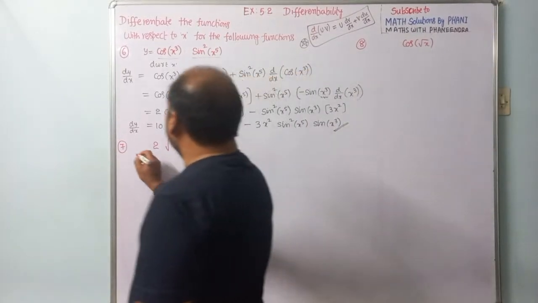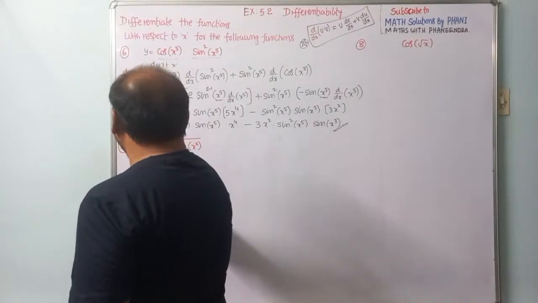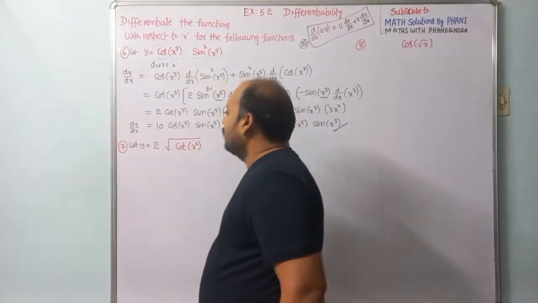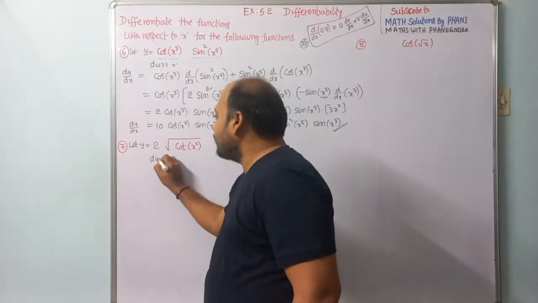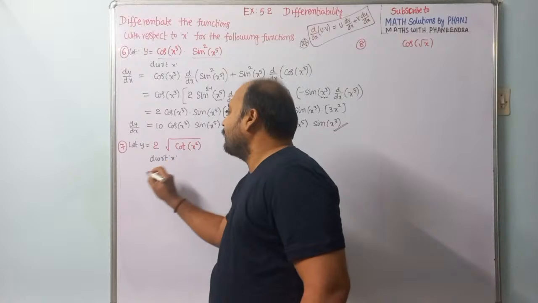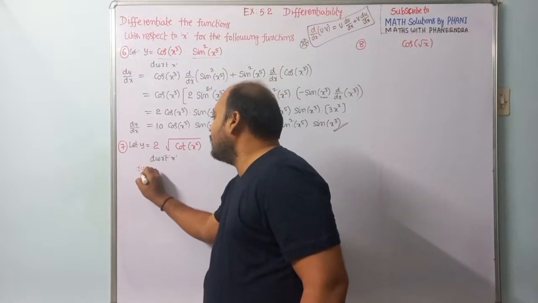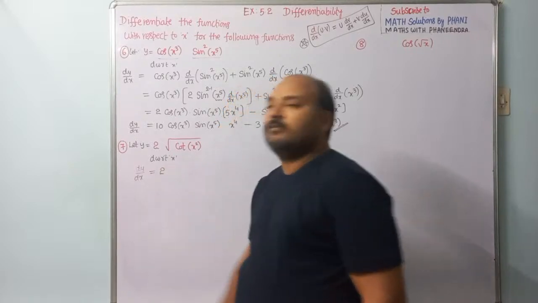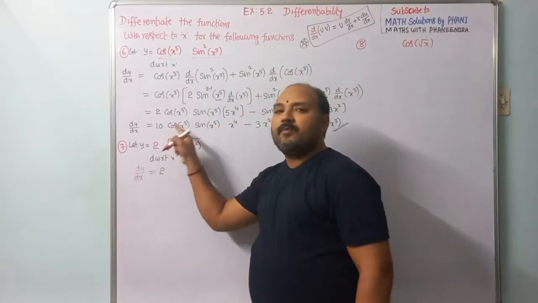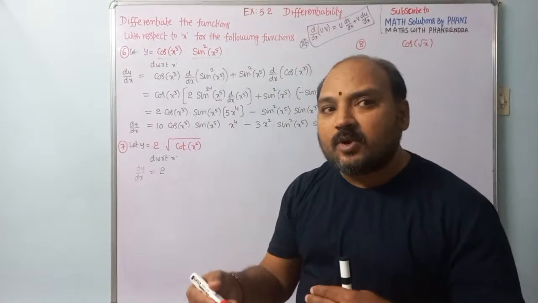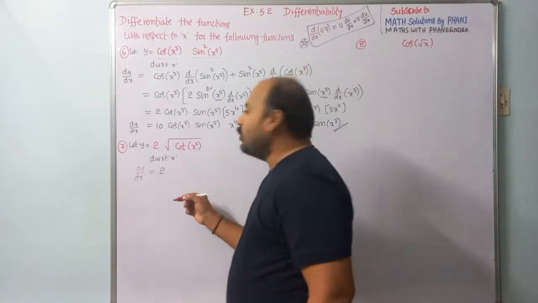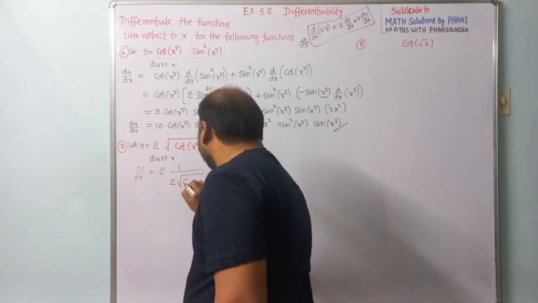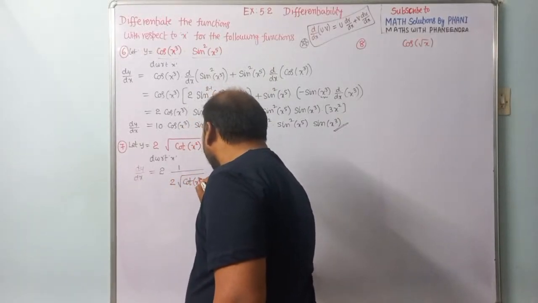Okay, similarly, let us consider the function, let y equal to 2 root cot x square. So differentiate with respect to x. Y derivative, dy by dx, is equal to 2 constant. It is in the form of root x. D by dx of root x is what? 1 by 2 root x. So 1 by 2 root cot x square.